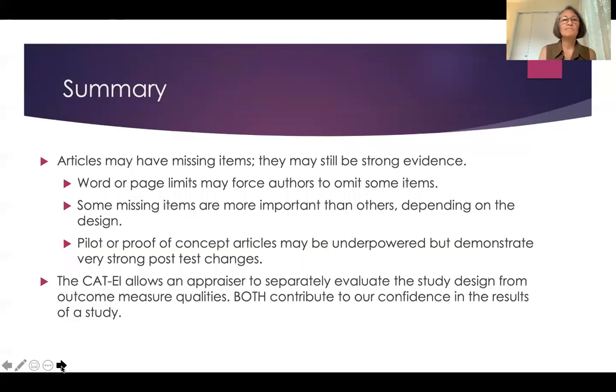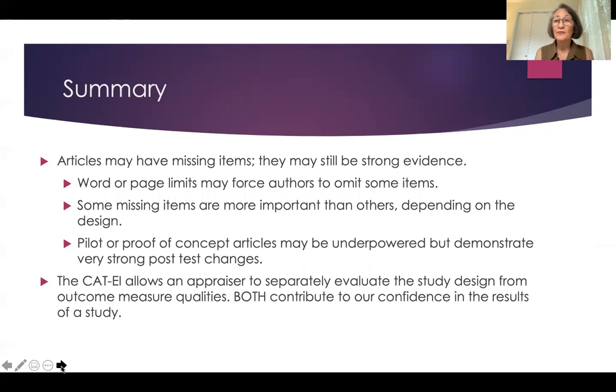So in summary, all articles may have missing items, and it may be that those items were done and just not reported because there are page limits and word limits that force authors to choose to omit some items sometimes. Some of the missing items might be more important than others, depending on the design of the study. If they didn't do an a priori power analysis, but they did a post hoc analysis of power and established that they had enough of a sample size, that might balance and give you greater confidence that the results really are different, right?